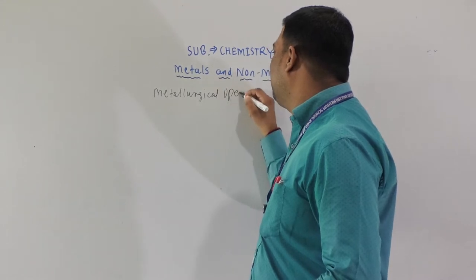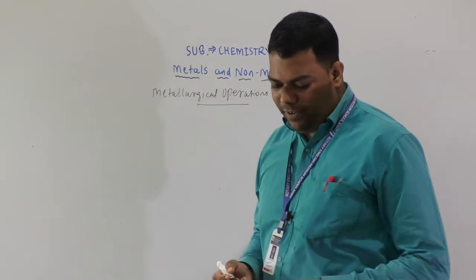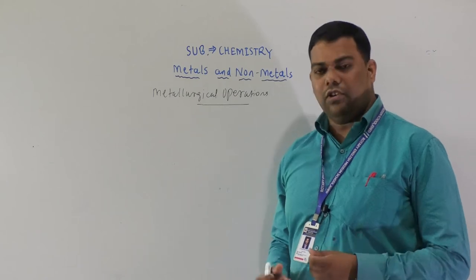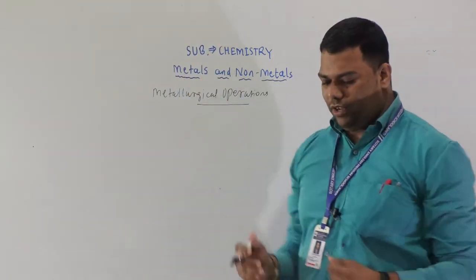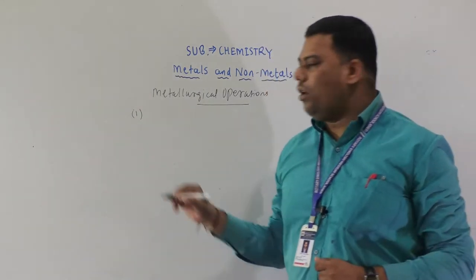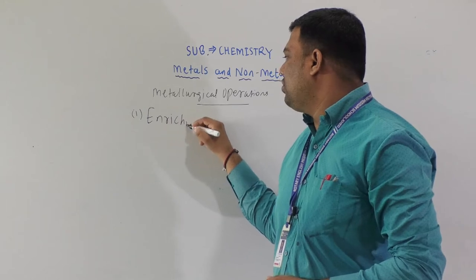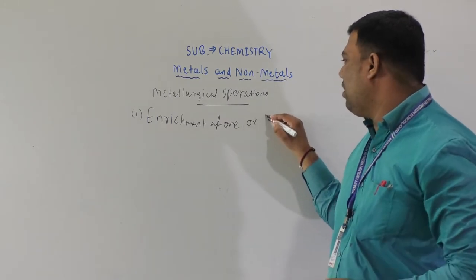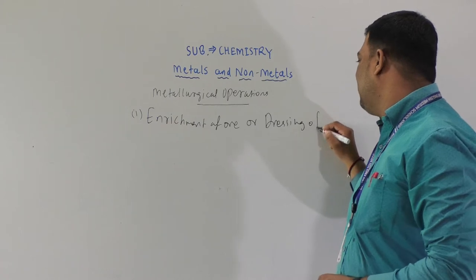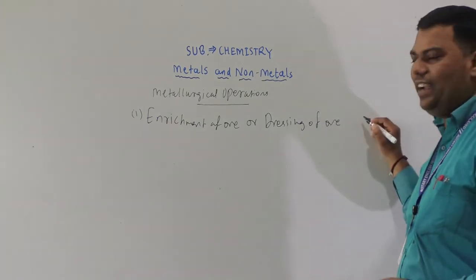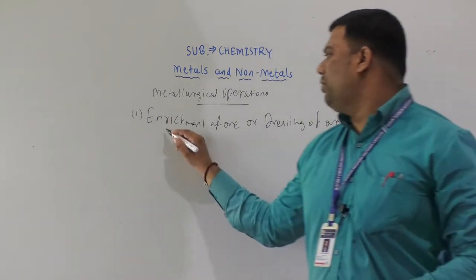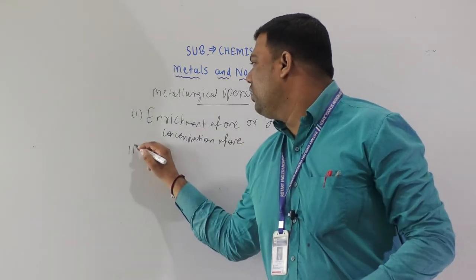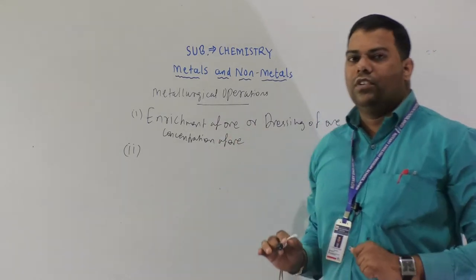Metallurgical operations. In that, basically, different methods are there, or we can say various steps we can use in the metallurgy of your metal. So the first step we are going to discuss here is enrichment of ore, or dressing of ore, or you may write concentration of ore.